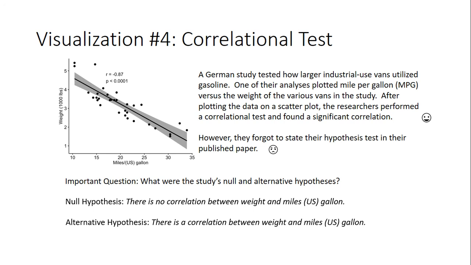Based on the graph and the p-value of 0.0001, we can then say that there is a correlation between weight and miles per gallon, and we can reject the null hypothesis.